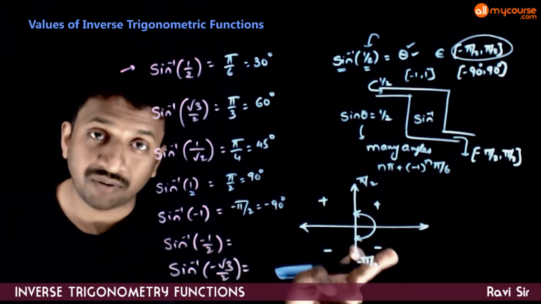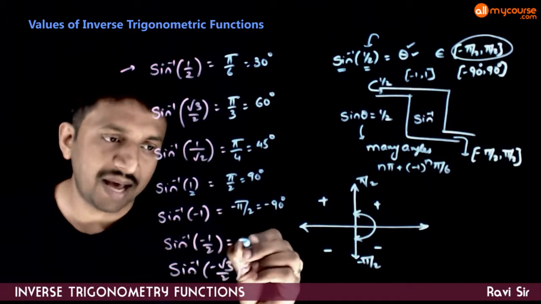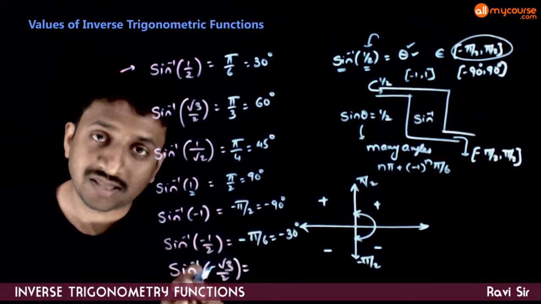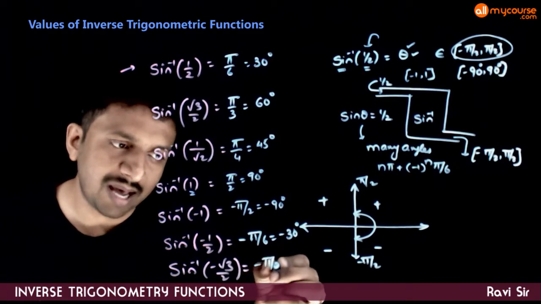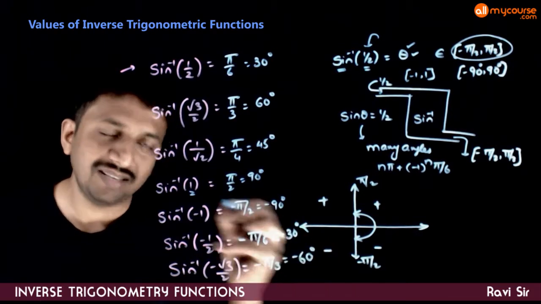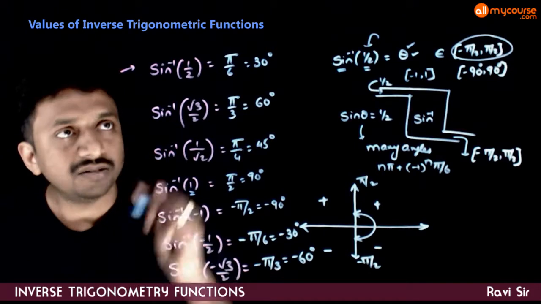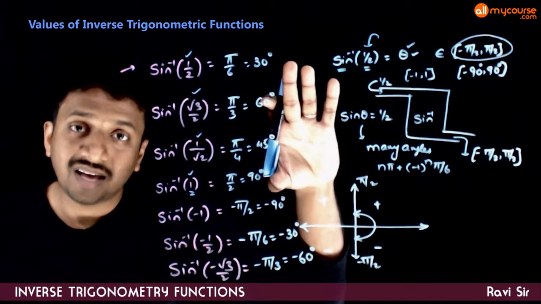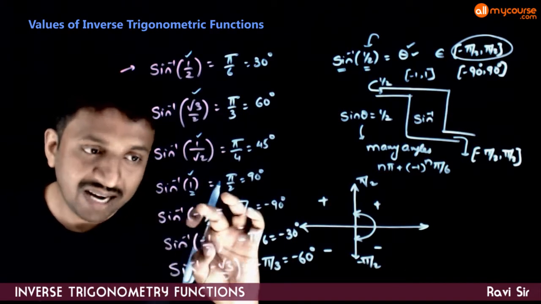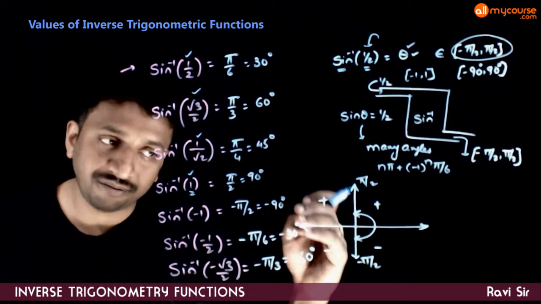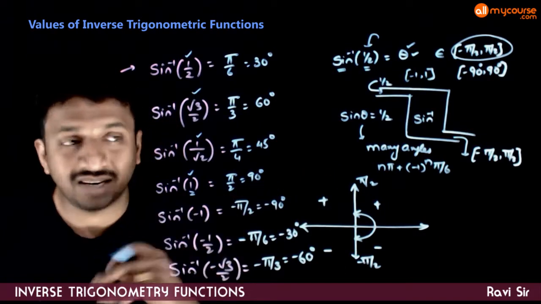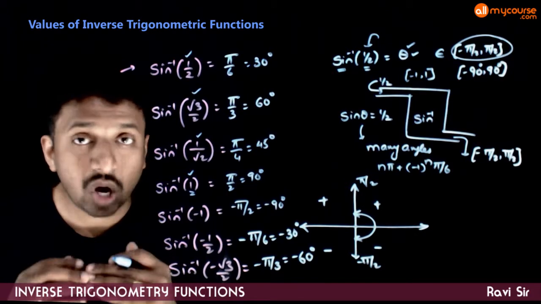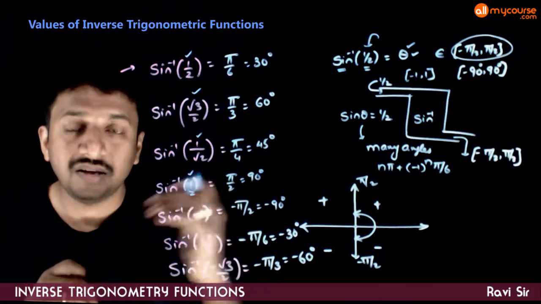According to the convention, you have to take the fourth quadrant angles. So minus pi by 6 or minus 30 degrees. Sine inverse of minus root 3 by 2 is minus pi by 3 or minus 60 degrees. So if you have a positive number inside sine inverse, you get an acute angle. If you have a negative number inside sine inverse, you have a negative angle. That is an angle in the fourth quadrant. So let us do the same analysis for cos inverse and see how the values change.